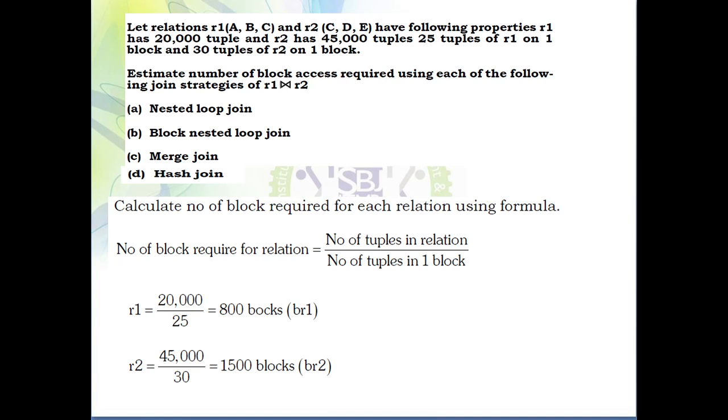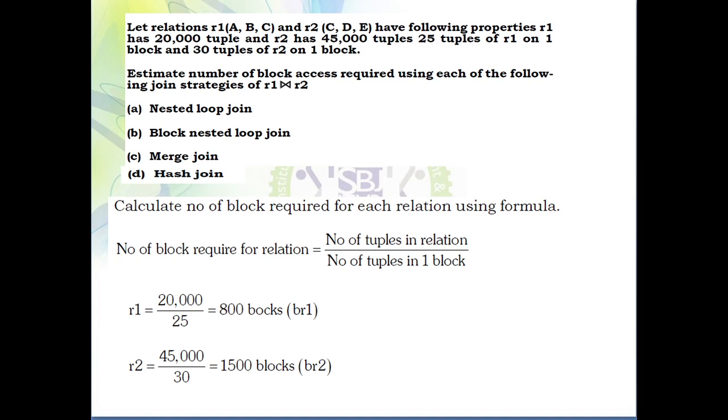I hope you understand how to solve a numerical based on join operations. Again, at the end I am going to repeat the tips. First of all, read the numerical carefully. Check whether the number of blocks is already given or not. Sometimes it is directly given, sometimes you are given the number of tuples, so you need to calculate the number of blocks. Then, according to which one is your outer relation and which is your inner relation, you need to change your formula for the worst case.